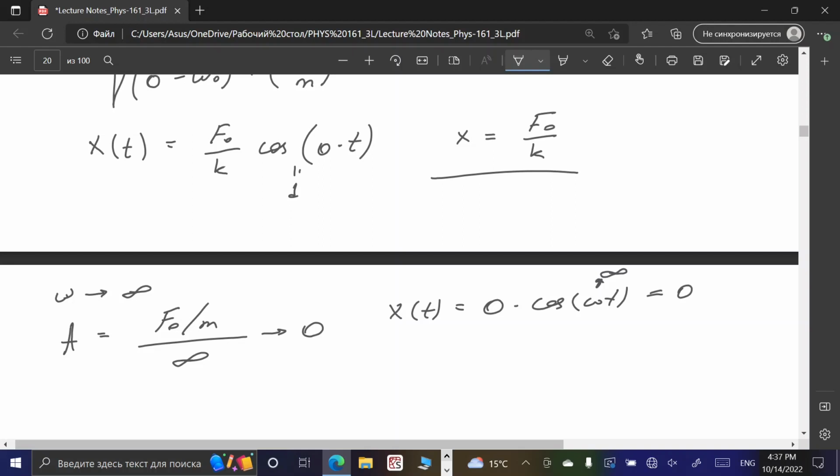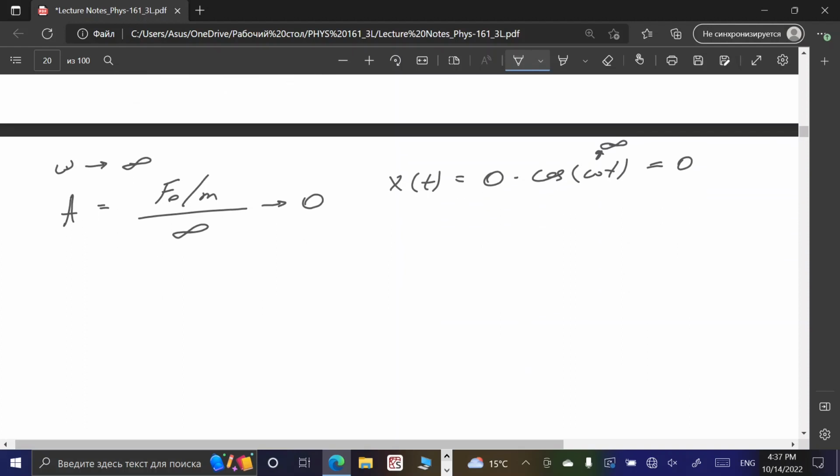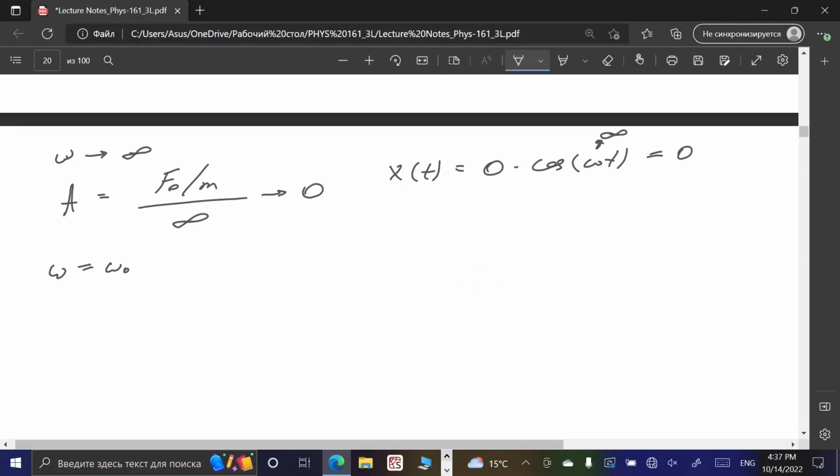So another interesting case which we have to consider here is when the frequency of the external driving force is equal to the natural frequency of the spring block system. So in this case, we will write omega naught instead of omega.